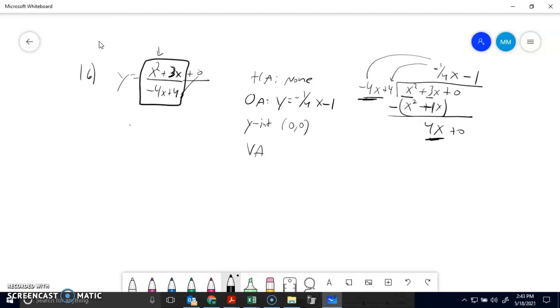This is my original, and I'm going to factor it by taking an x out of the numerator and a negative 4 out of the denominator, making it x minus 1 when I take negative 4 out. So there's only one 0 in the denominator, and it's 1. So that's the vertical asymptote.